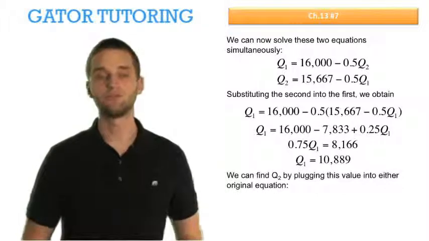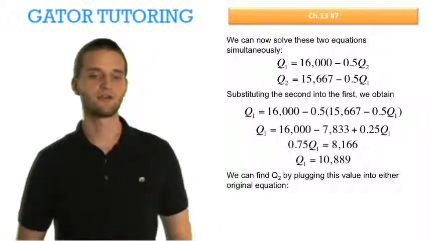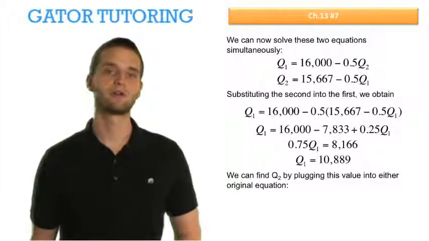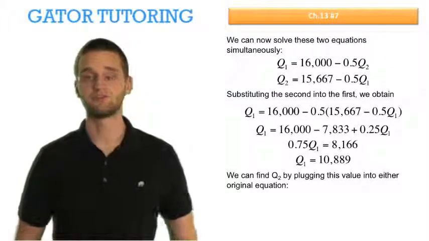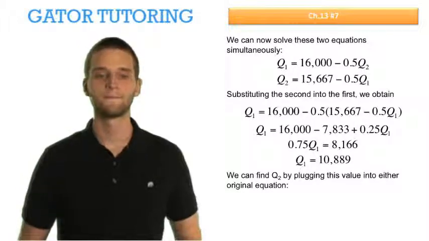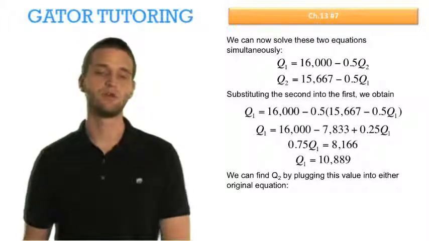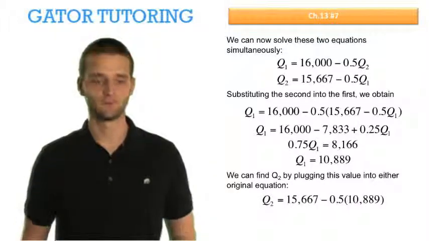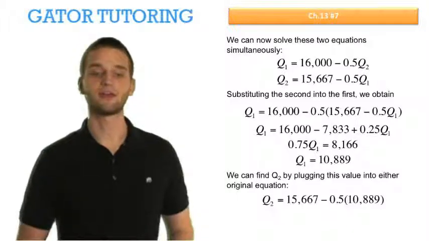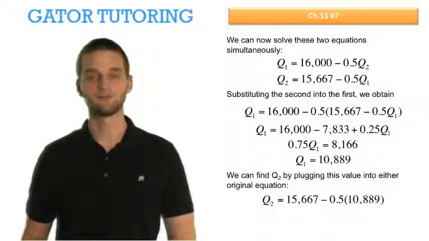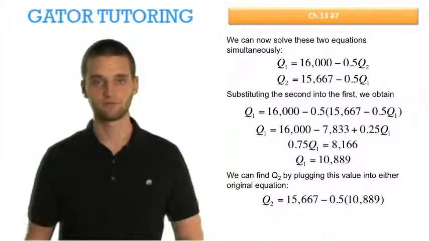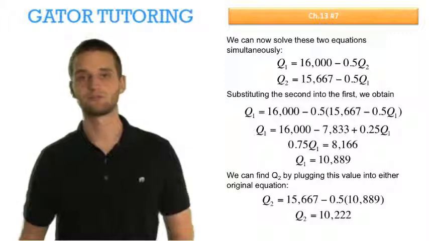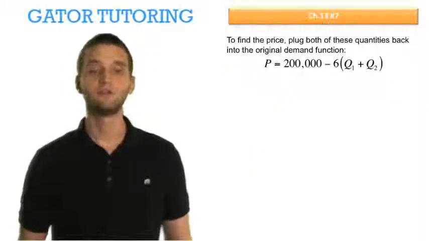And we want to find Q2, which is Bangor's output, by plugging this value into either original equation. So either of our two reaction functions, we can plug this quantity in and solve for the other. It's easiest to do it for the second one because it's already solved in terms of Q1. So Q2 from our second reaction function is 15,667 minus 0.5 times Q1, and we just plug in what we found for Q1, which is 10,889, and we solve. Q2 is 10,222.